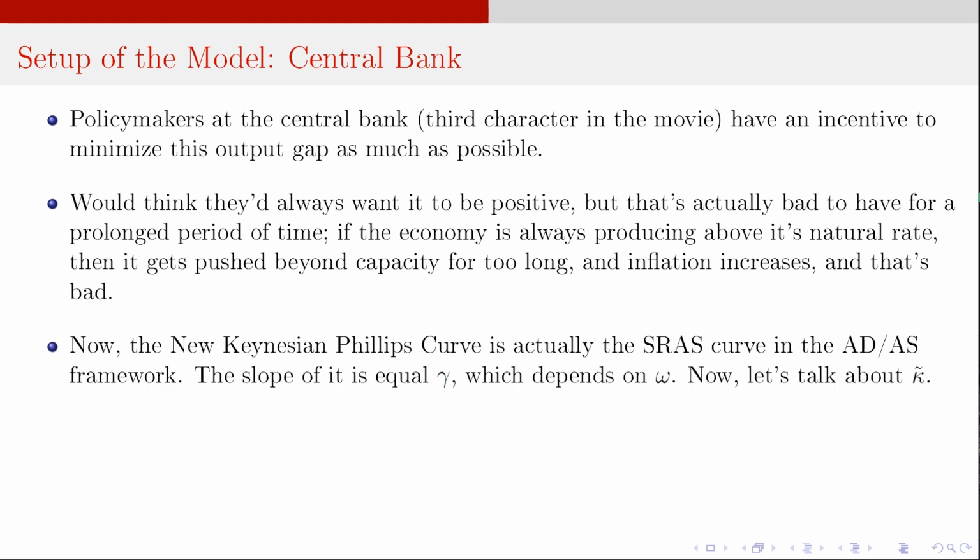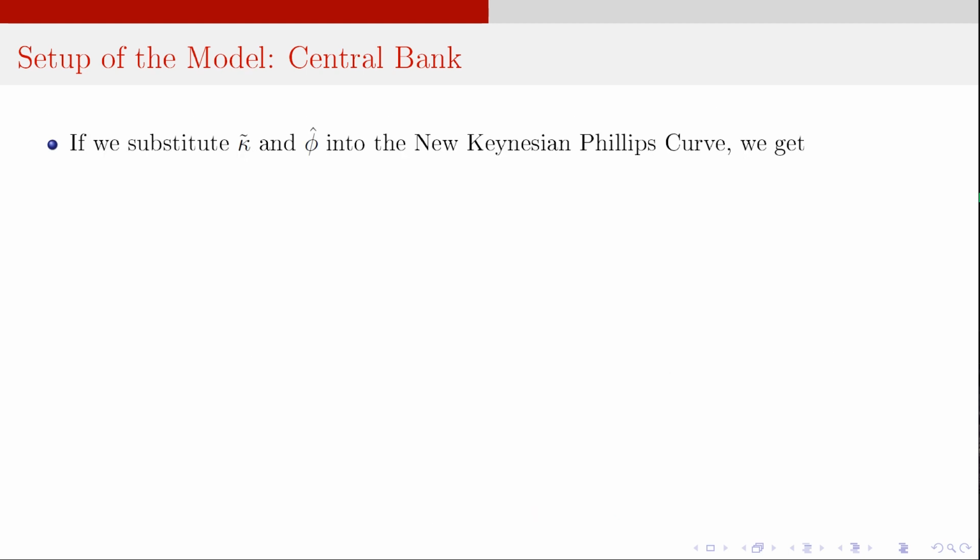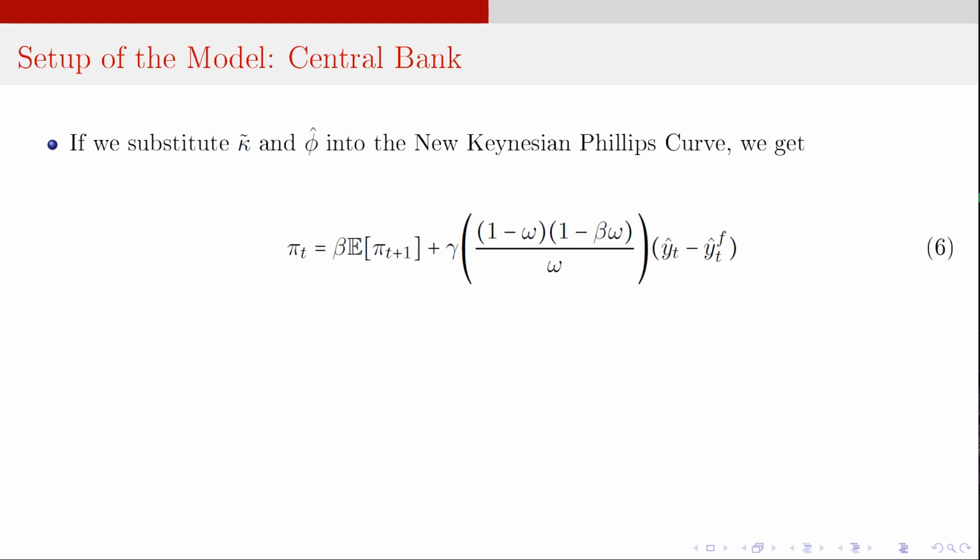So the new Keynesian Phillips curve is actually the short-run aggregate supply curve in the aggregate demand, aggregate supply framework. The slope's equal to gamma, which is dependent on omega. So let's talk about this kappa tilde. This kappa tilde is equal to this, 1 minus omega times 1 minus beta times omega over omega. What is that? Basically, it's telling us the relationship between sticky prices and that beta. Remember, beta was the discount factor for the household's optimization problem. So it incorporates the household's time preferences in responding to aggregate demand shocks.